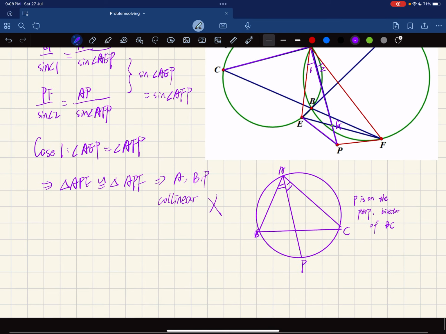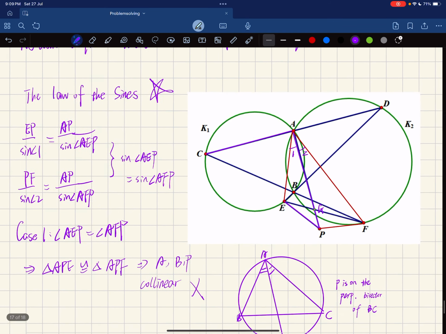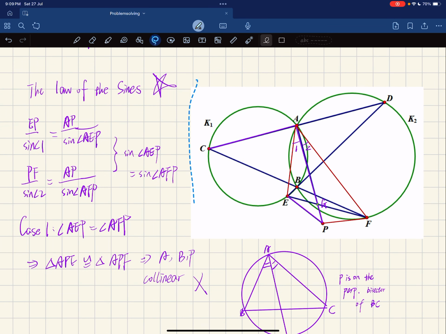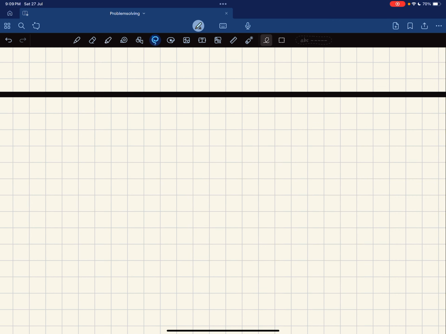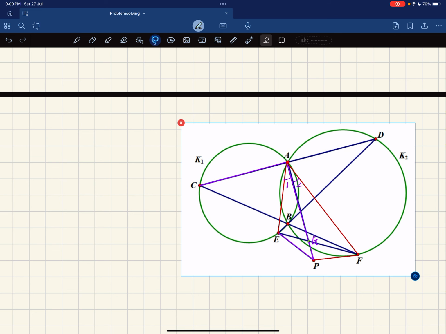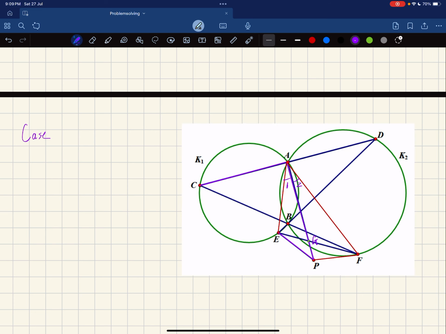So it comes to case 2. Let me copy the diagram again. Here. So it comes to case 2. Angle AEP plus angle AFP equals to 180 degrees, and that leads to AEPF concyclic.